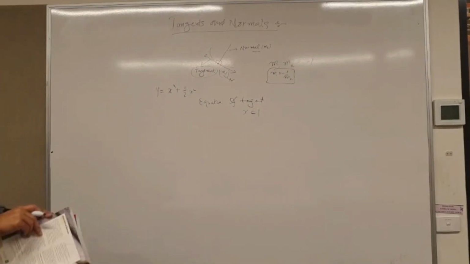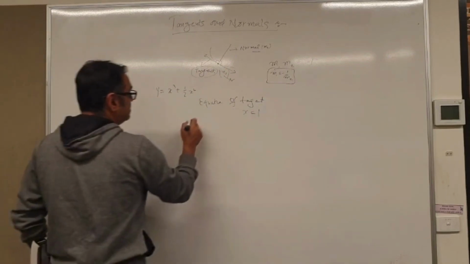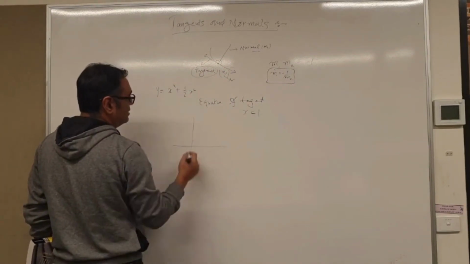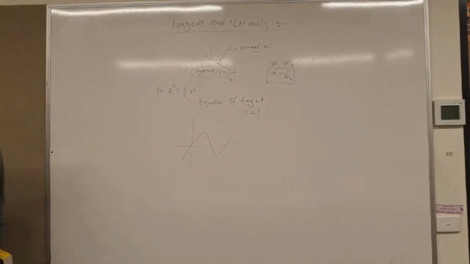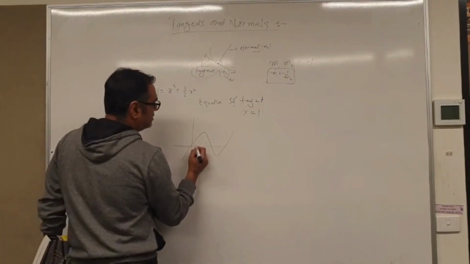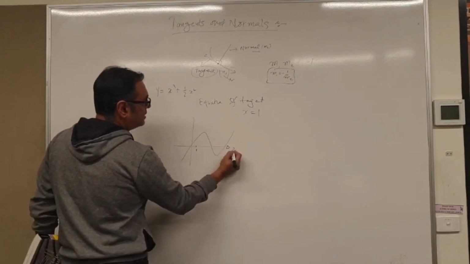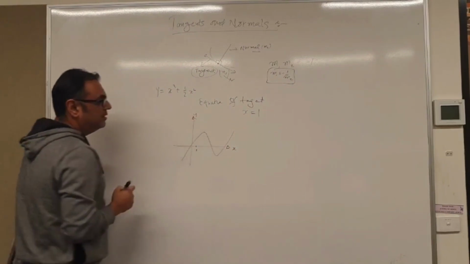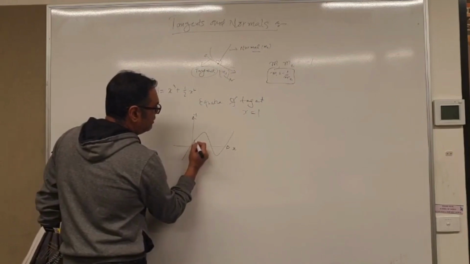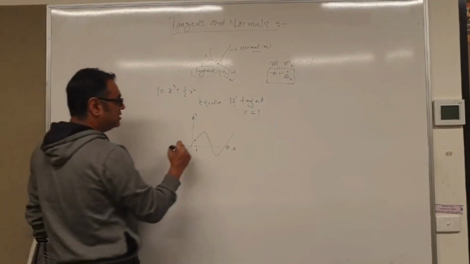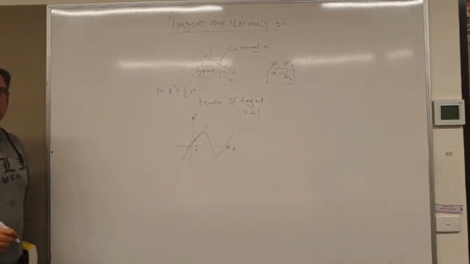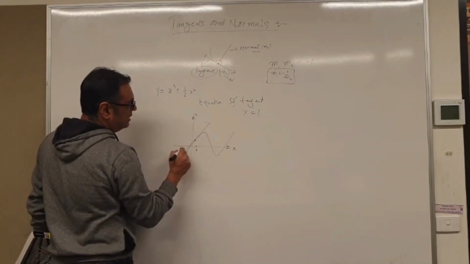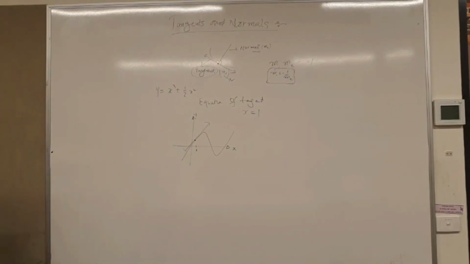Diagrammatically, it means you've got a cubic like this, and let's say this is x equals 1. This is x, this is y. At x equals 1, if I draw a tangent to this curve, I need to know the equation of this tangent. A tangent is always a straight line.